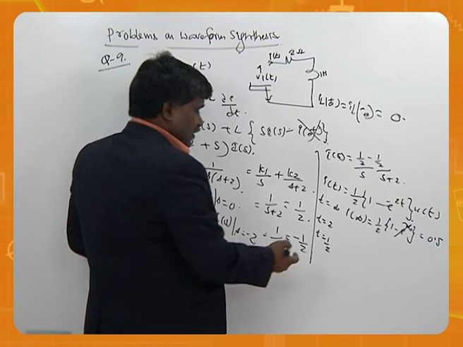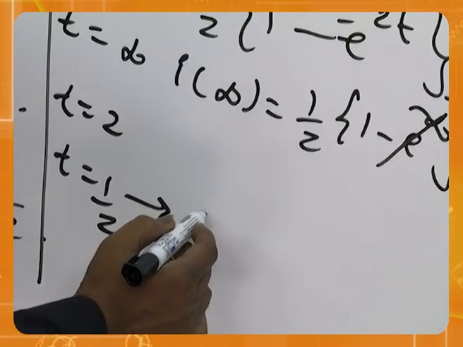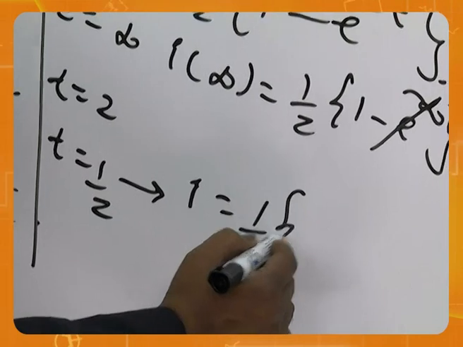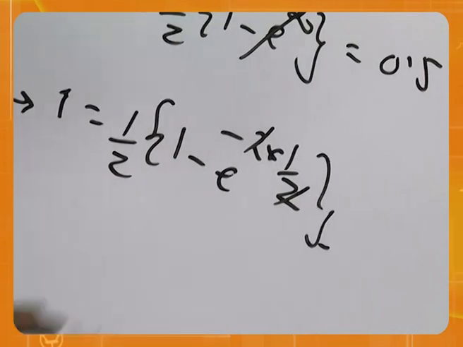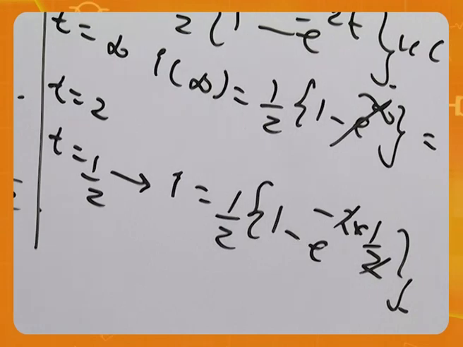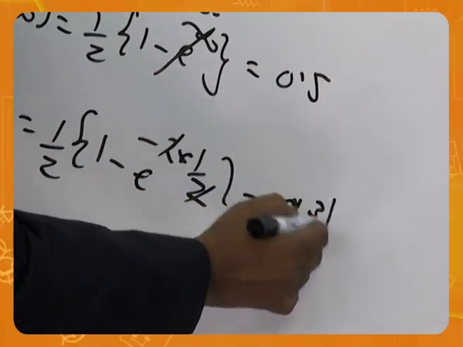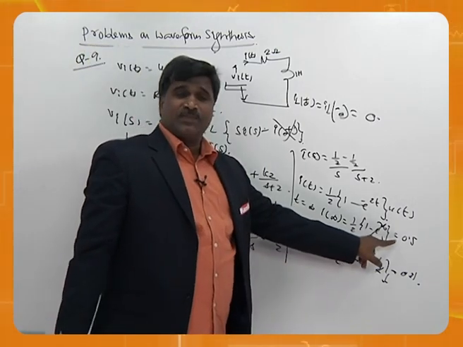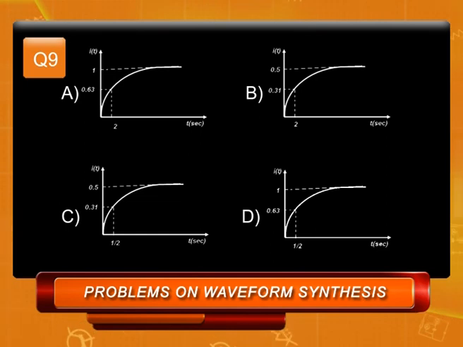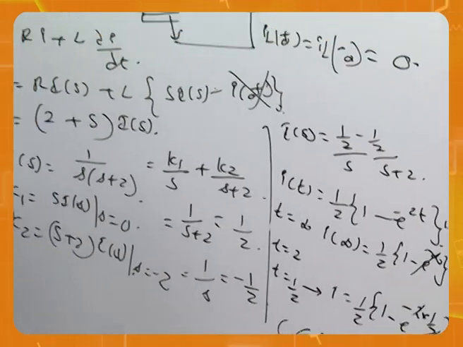Suppose you give half, then I is equal to half into 1 minus e power minus 2 into 1 by 2. That cancels, e power minus 1. That really becomes 0.31. So, first by getting 0.5, we understood that the answer must be B or C. By substituting half, we got this answer. So, the final answer is C. That's the best way to handle this problem. That's the end of this problem.